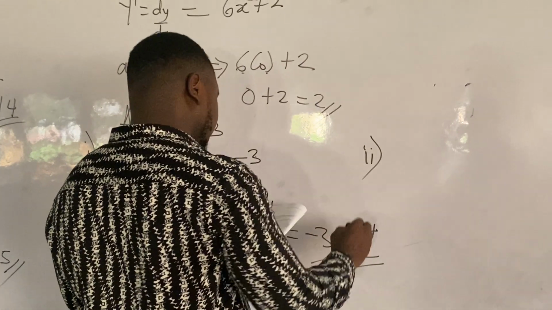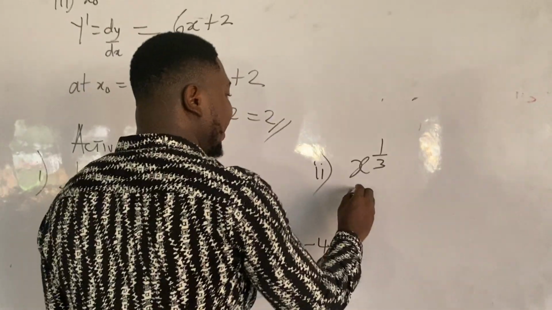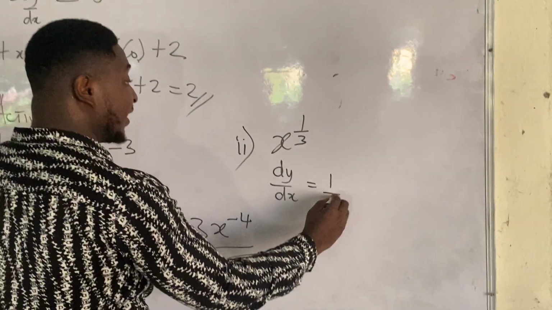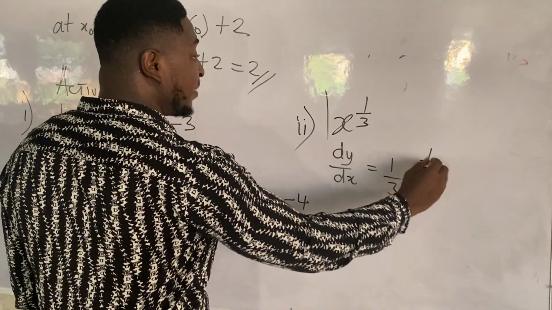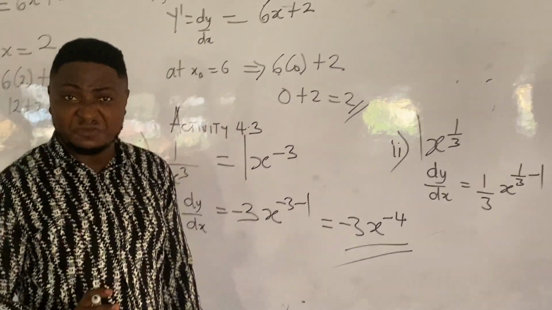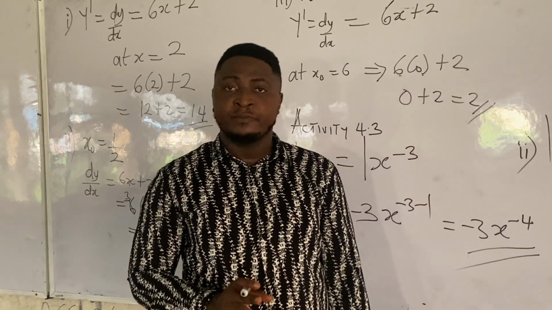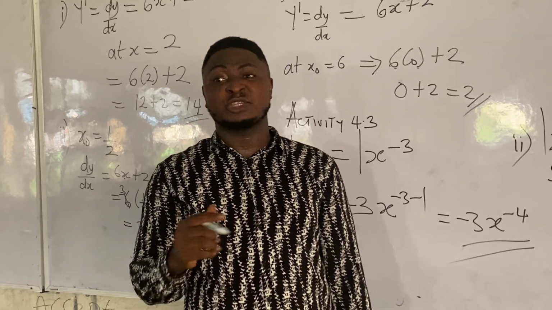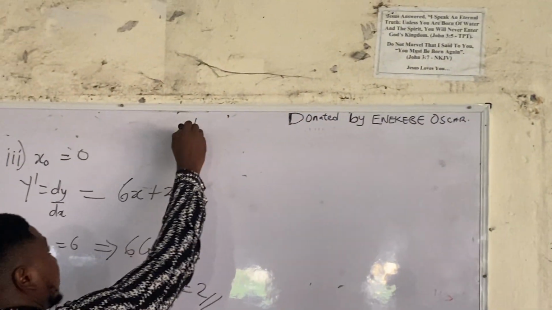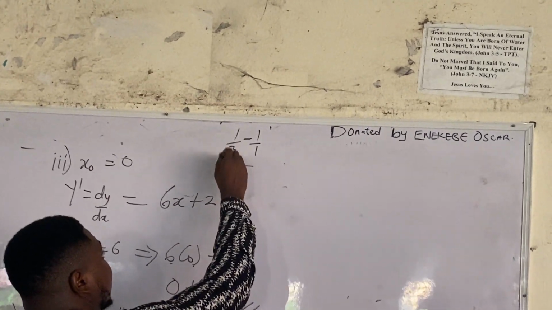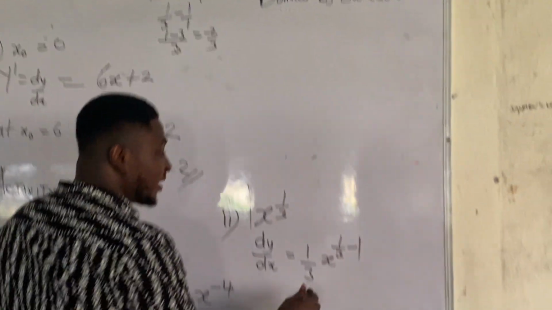Activity 4.3 part ii. We should differentiate x raised to power 1 over 3. If I differentiate this, dy dx will give you 1 over 3 because there's an invisible 1 here, right? So 1 times 1 over 3 is 1 over 3, x raised to power 1 over 3 minus 1. Don't forget there are 3 steps in basic differentiation. Step 1 is multiply the coefficient and the power. Step 2 is to repeat the base. Step 3 is subtract 1 from the power. And that's what we're doing here. 1 over 3 minus 1. Let's go and find out what it is. 1 over 3 minus 1 over 1. LCM is 3. 3 into 3 is 1, 3 into 1 is 3. 1 minus 3 is minus 2 over 3. So 1 over 3 minus 1 is minus 2 over 3.